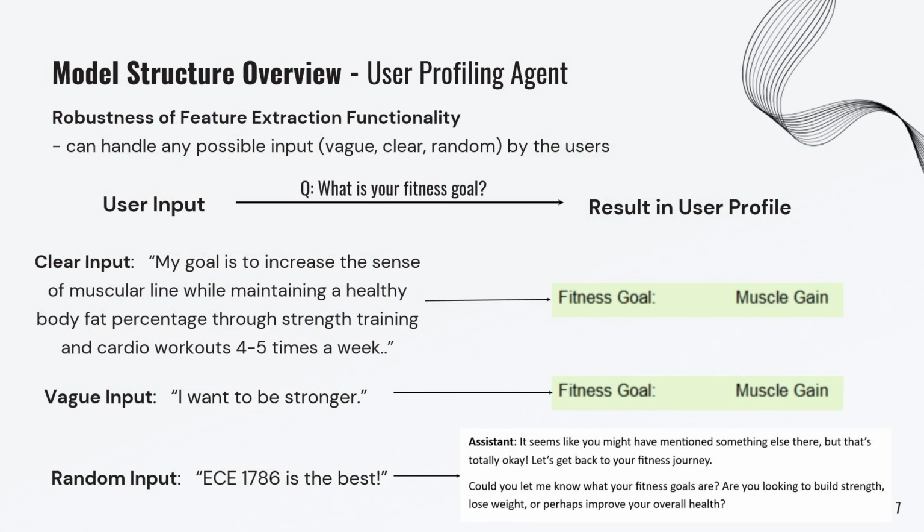It also has the ability to handle any possible input. Let's say the assistant is asking, what's your fitness goal? Both clear and vague input can be interpreted into an appropriate fitness goal. For some random input, like ECE1786 is the best course I've ever taken, although it's true, the assistant will notice it's irrelevant to the question and will ask the user again through some guided conversation.